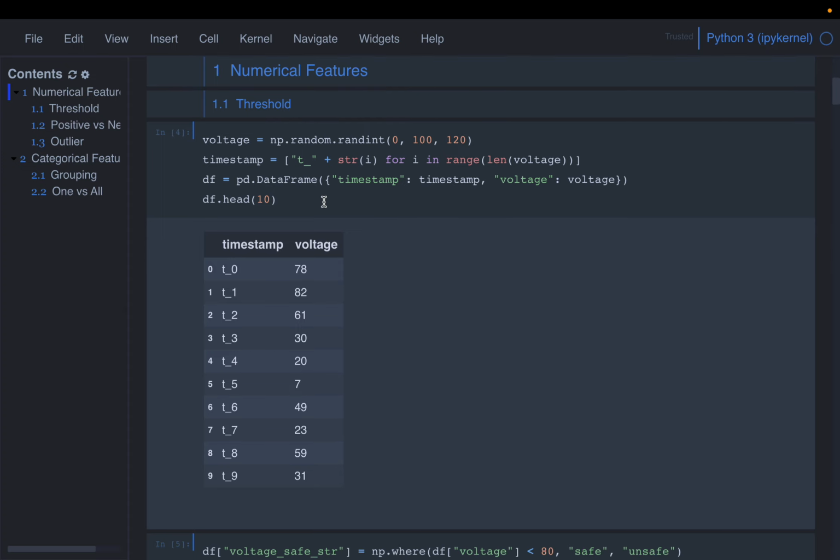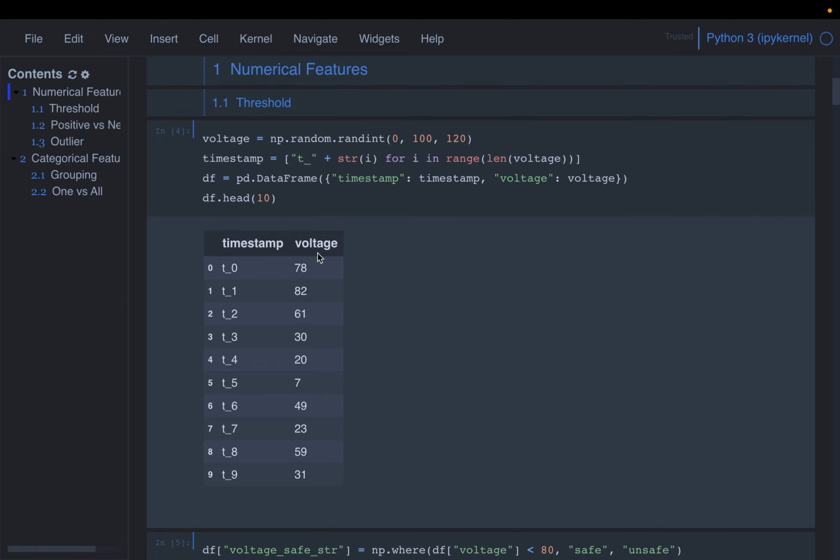Now imagine you are working on a predictive maintenance project where we get some sensor data. We use the sensor data to create features, to build some predictive models so that we can predict the machine failures before they actually happen. This is to reduce the downtime and reduce the cost, etc. Here we have created a data frame with two values: the timestamp, and then the voltage. We have created these 120 points between 0 and 100.